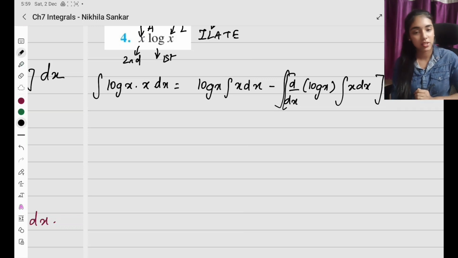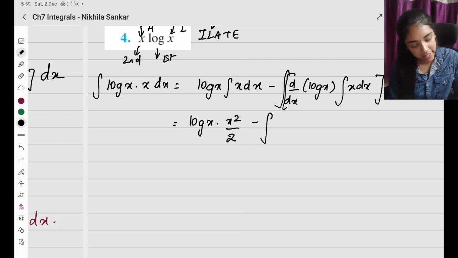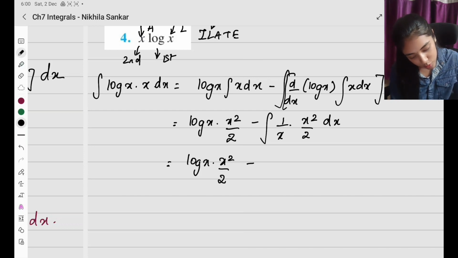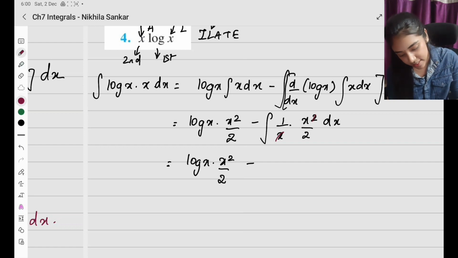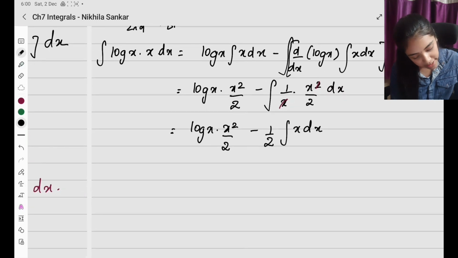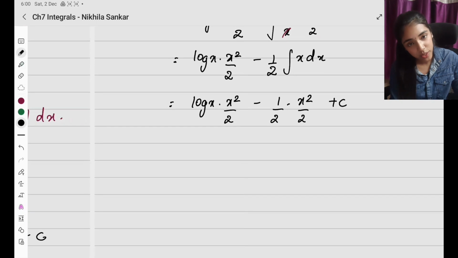We have to open the bracket here. So this is log x times x square divided by 2 minus integral of d by dx of log x, which is 1 by x, times integral of x, which is x square divided by 2, times dx. This is log x times x square divided by 2 minus, the x in the x square cancels. So what is inside? I can basically take the constant out times x dx. So now the sum becomes very simple. Log x times x square divided by 2 minus half times the integration of x, which is going to be x square divided by 2. In the end, you can add the integration constant.